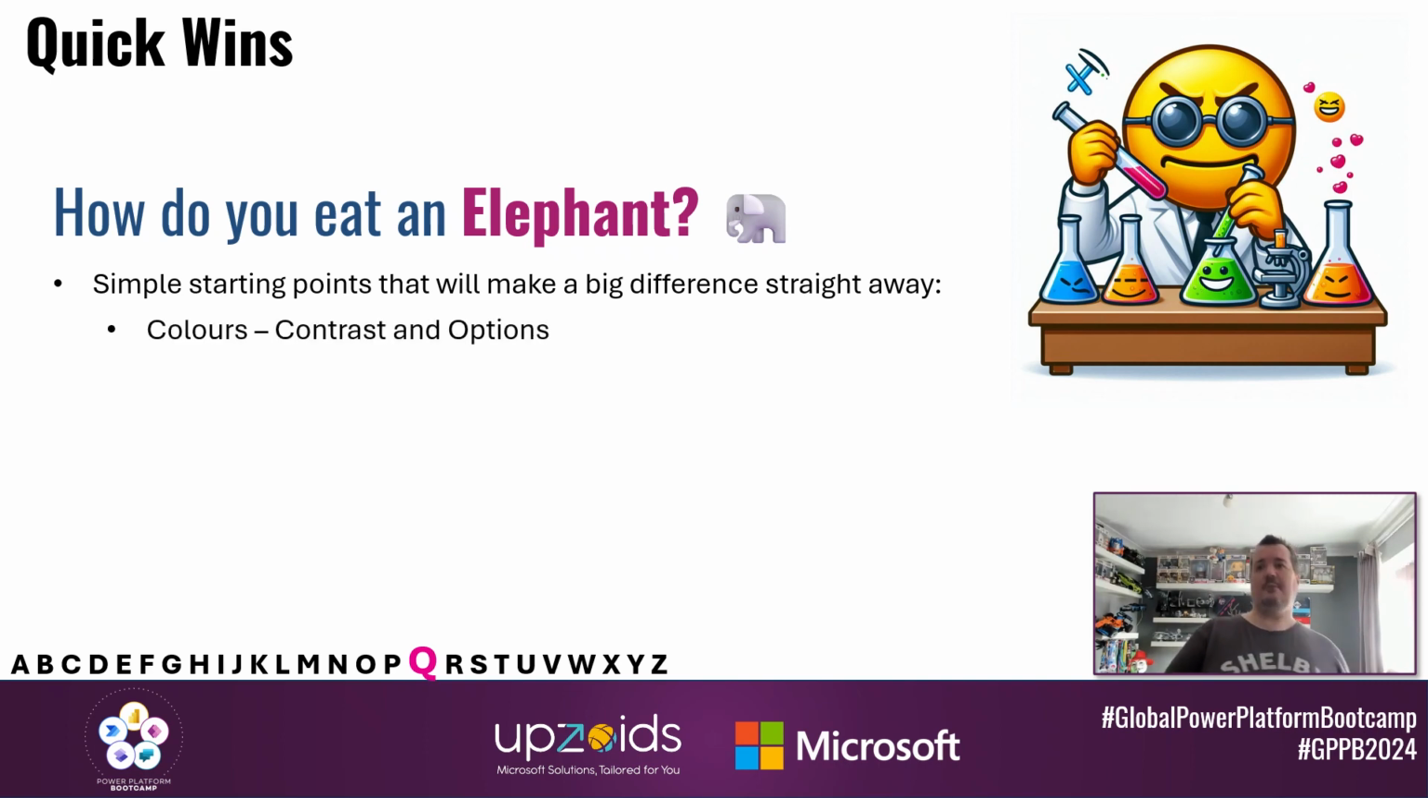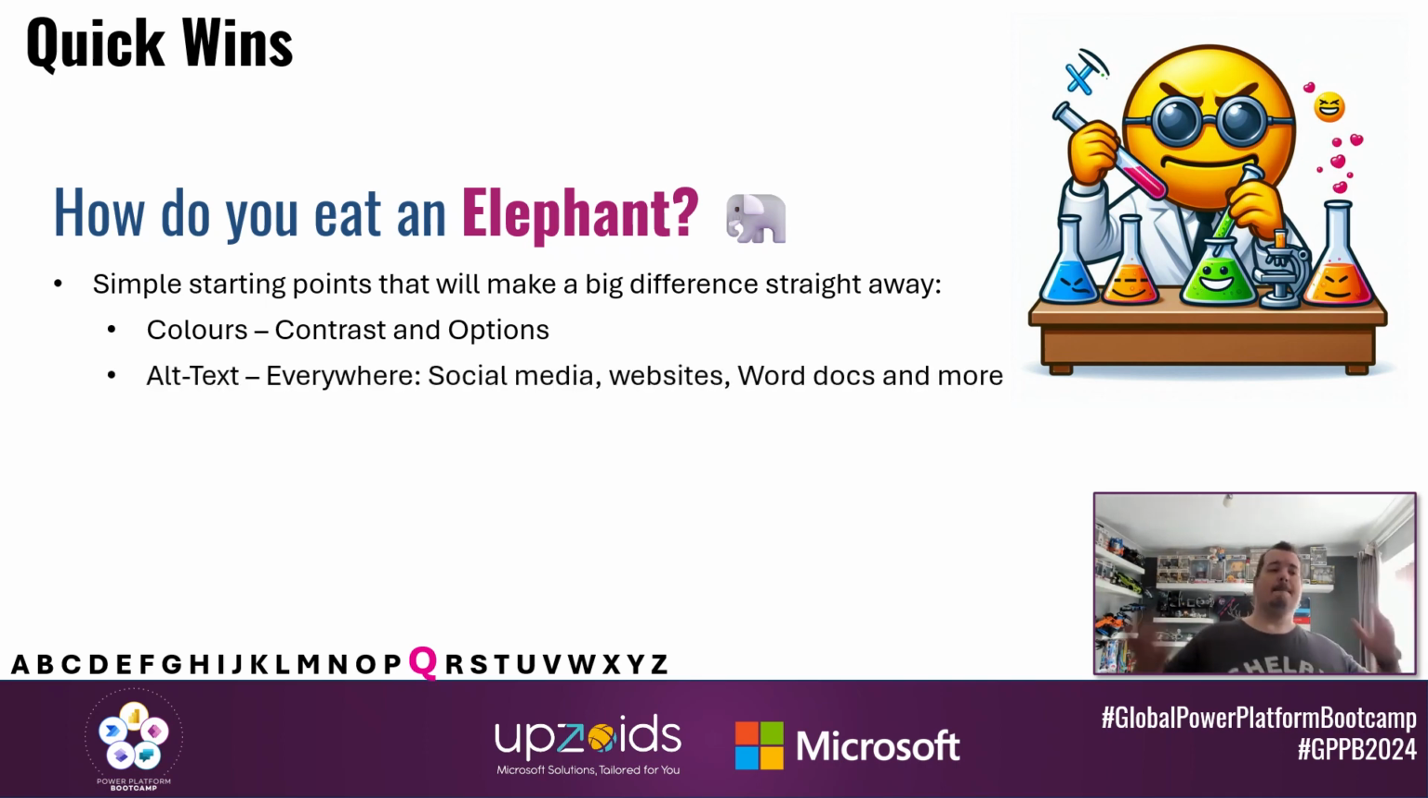Colours. Think about your use of colours. Contrast, options. So your high contrast, low contrast. That will make a huge, massive difference. Alt text everywhere. I cannot stress this enough. Social media. Don't put images on social media without including alt text. Websites, Word docs, all those things. Use alt text. Get in the habit.